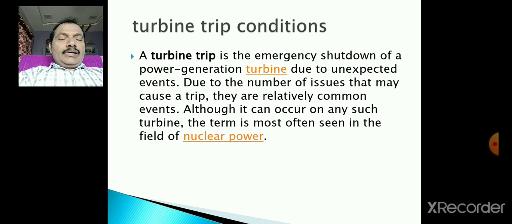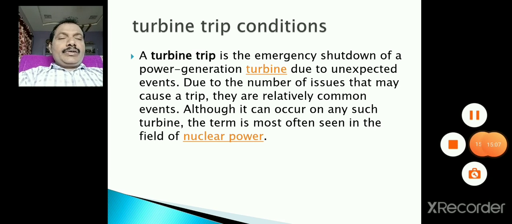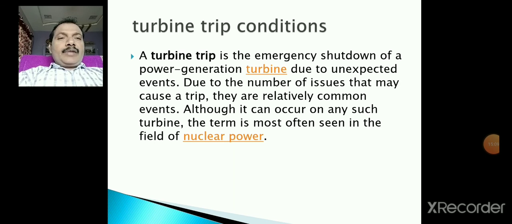So here are turbine trip conditions. A turbine trip is the emergency shutdown of a power generation turbine due to unexpected events. Due to the number of issues that may cause a trip, they are relatively common events. Although it can occur on any such turbine, the term is most often seen in the field of nuclear power.